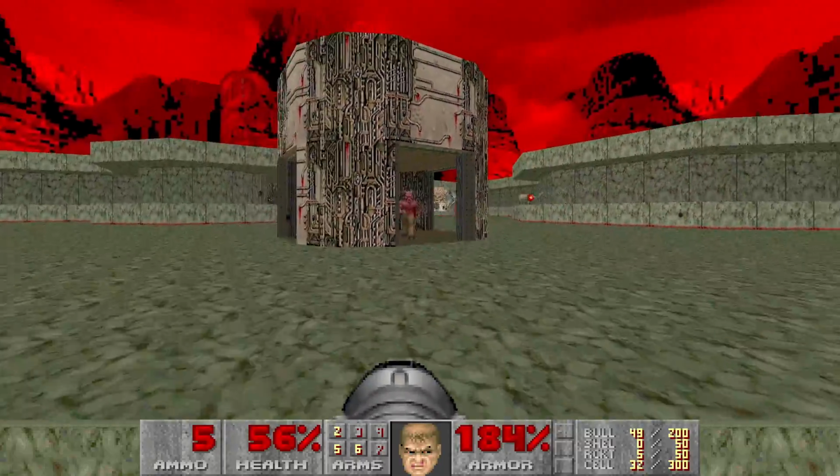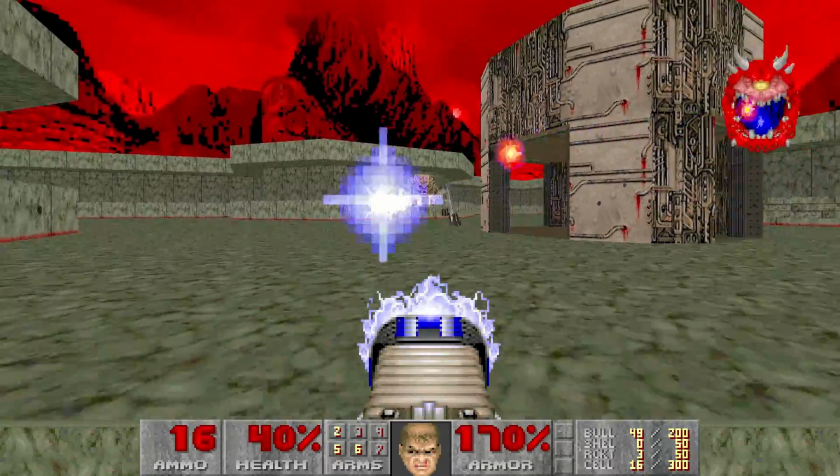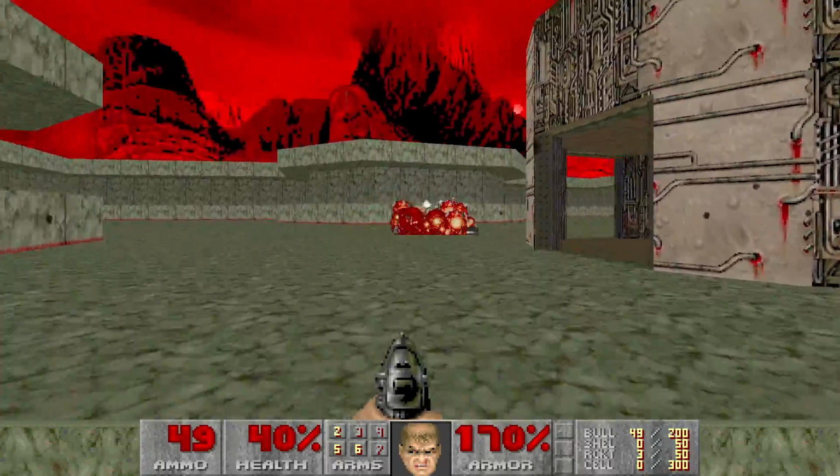Yeah, you don't have the BFG going in and getting close and letting the tracers do what they do. You just don't have that. Look, what can I say? Try it with a pistol.